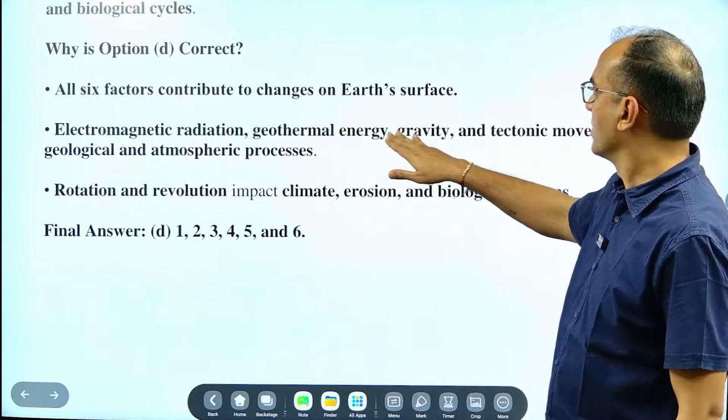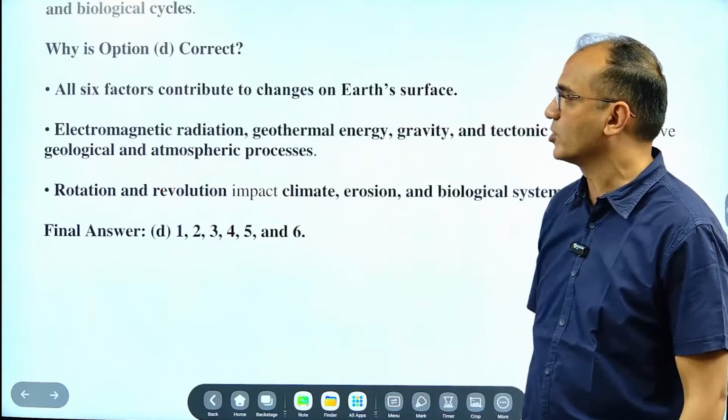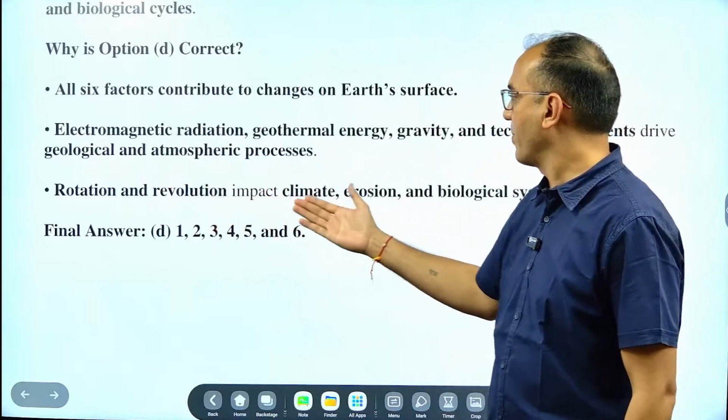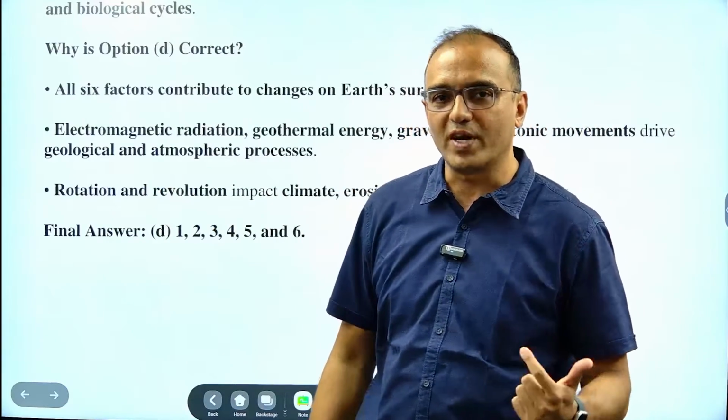Electromagnetic radiation, geothermal energy, gravity, tectonic movements, they drive geological and atmospheric processes. Rotation and revolution impact climate, erosion, biological systems. The final answer is D, 1, 2, 3, 4, 5 and 6.